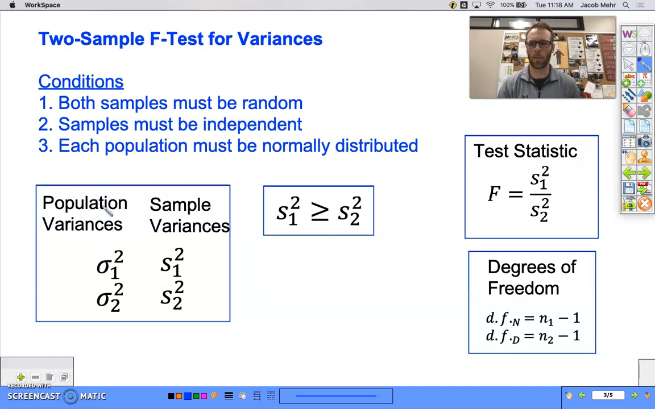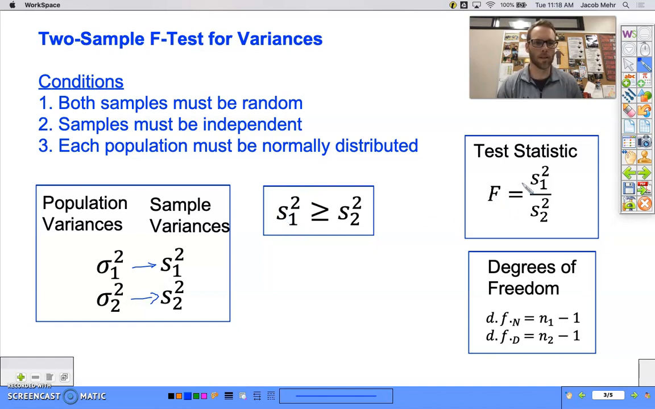So remember, each population has a variance. That's what those are, sigma squared, population 1, population 2. Those are going to be worked with by looking at a sample variance, s squared sub 1, s squared sub 2. Remember this, I said on the last page that we're going to let the variance from the first population be the larger one.